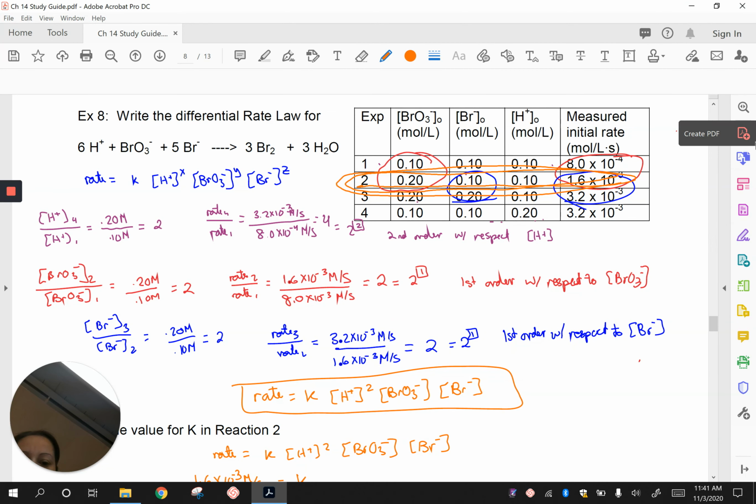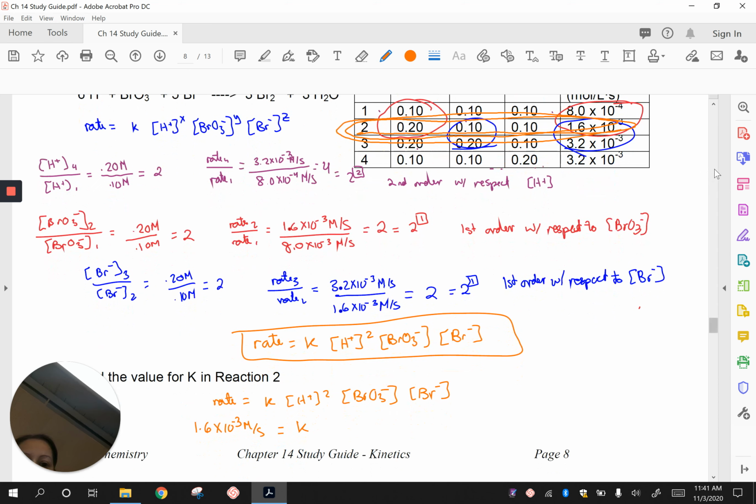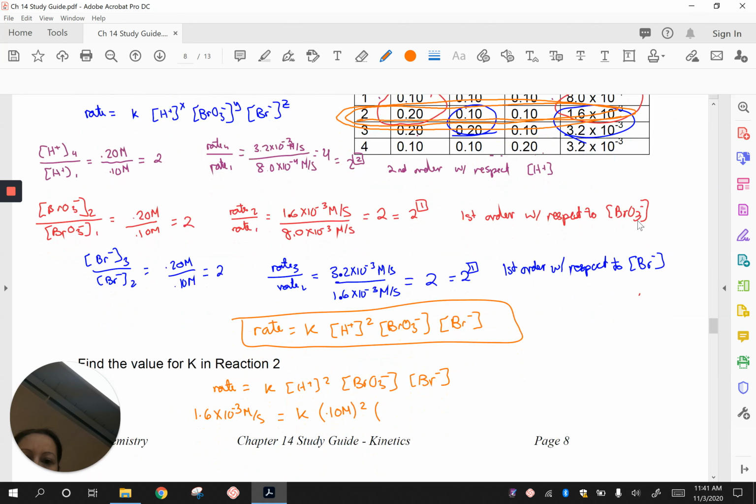I'll make sure I'm writing it correctly here. The concentration of H plus is 0.1 molar, but that's squared, times the concentration of the bromate. The bromate is the first one, so it's 0.20 molar. Times the concentration of the bromide, which is 0.10 molar. And I solve for K. I got 8.0 as my answer. Let's look at the units.